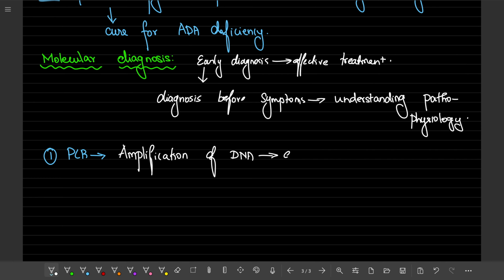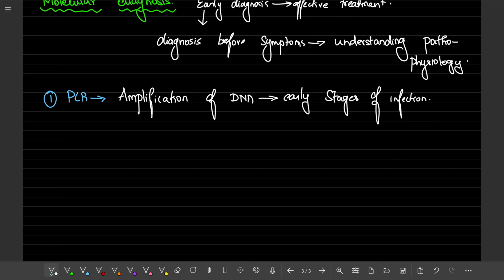This is for amplification of DNA, especially in early stages of infection. But PCR alone is not enough. PCR is just going to amplify the DNA. You should follow it up with other tests. So, what are all the uses of PCR then? Detection, early detection of disease. Okay, so let's take that one. What else?